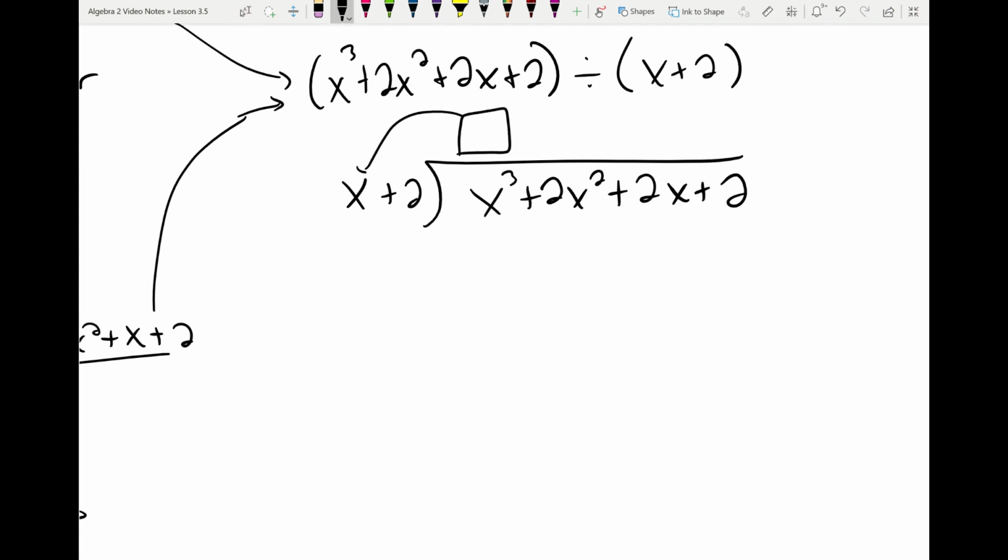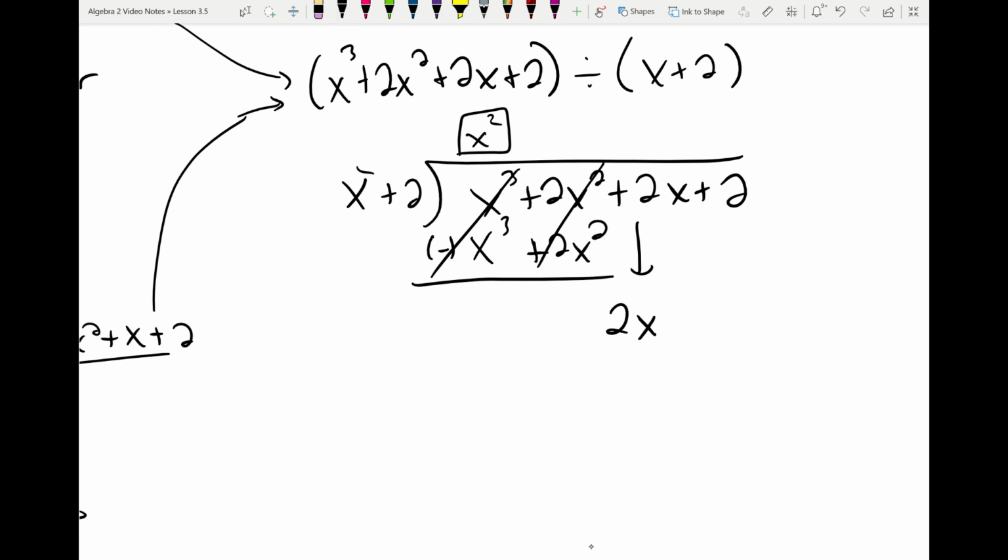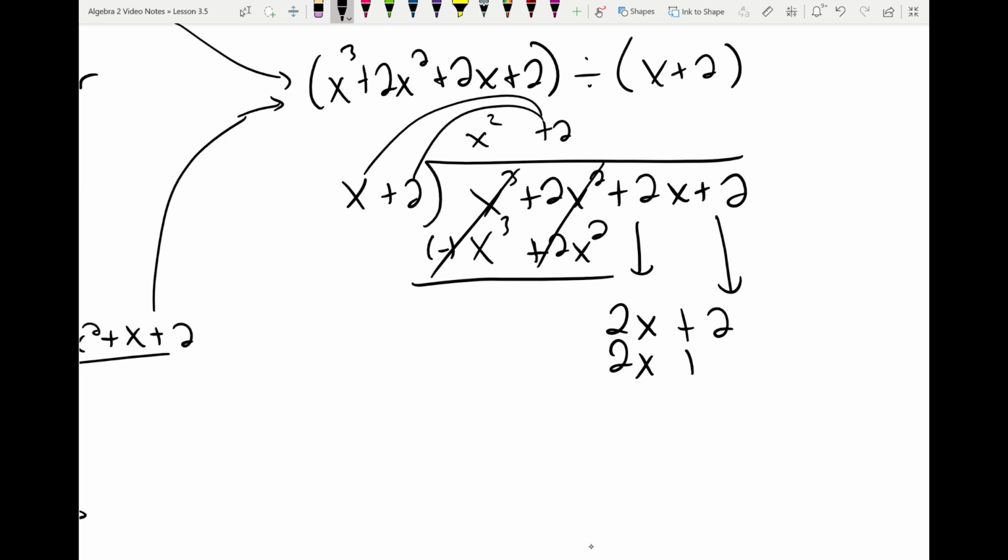So we have what times x is x cubed? That would be x squared. And then x squared times 2 is 2x squared. Subtract those. This is actually going to give me 0. Bring down the x. So what times x is x? That would be 1. So we have 1 times x is x. Let's go ahead and bring down this plus 2 as well. And then 1 times 2 is 2.